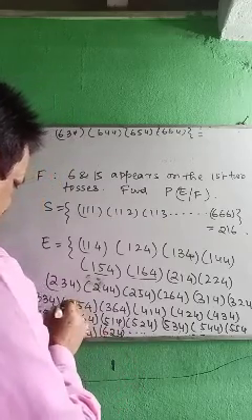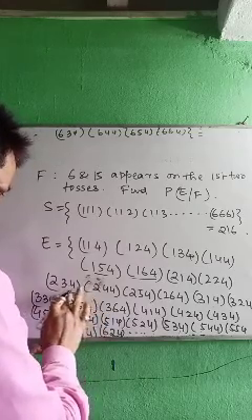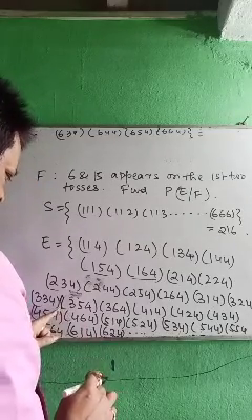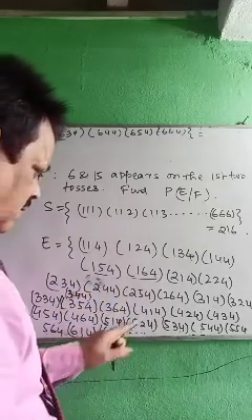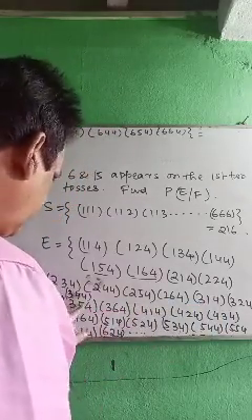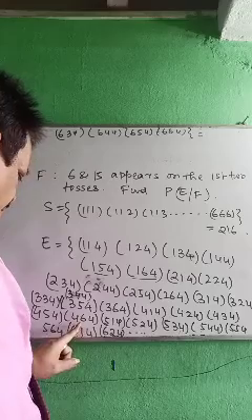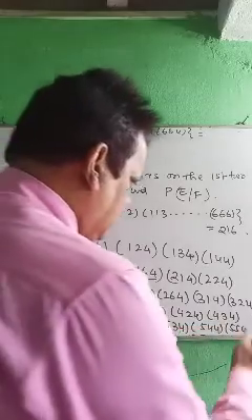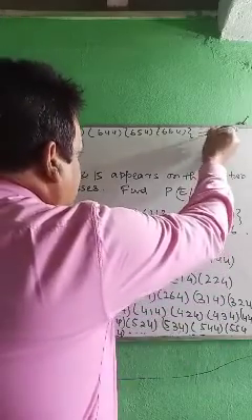3 3 4, one is missing here. 3 3 4, 3 4 4, 3 5 4, 3 6 4. Let me check it again. One is missing again here. 4 2 4, 4 3 4, one is missing, 4 4 4. Okay, so the total became 36.